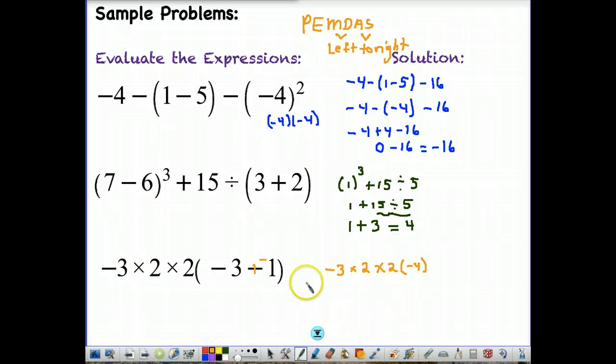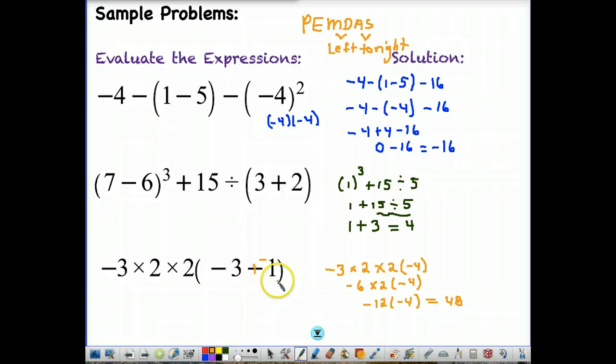Now we have multiplication, and we have no addition and no subtraction, just multiplication. So we would go from left to right. -3 times 2 is -6 times 2, and I can do times 4 with the x, or I can leave it in parentheses, same thing. But since there's a negative in front of the 4, sometimes it's easier to leave it in parentheses. Okay, let's continue to go from left to right. So -6 times 2 is -12 times -4. And my final answer, -12 times -4, two negatives together make a positive, and that gives us 48.